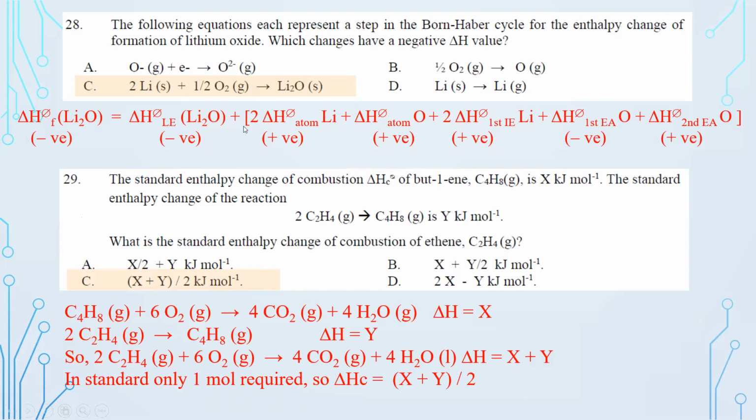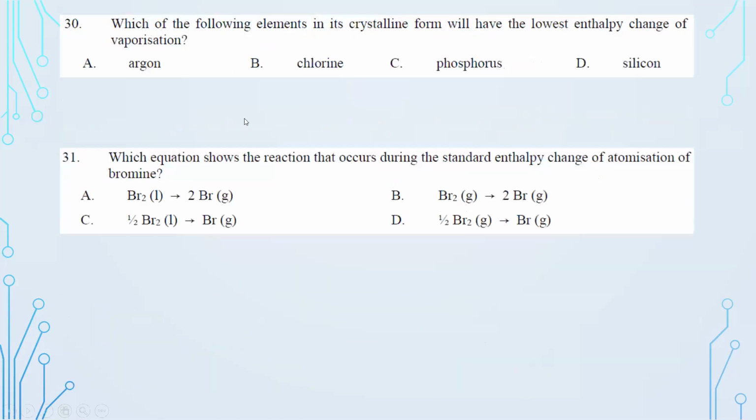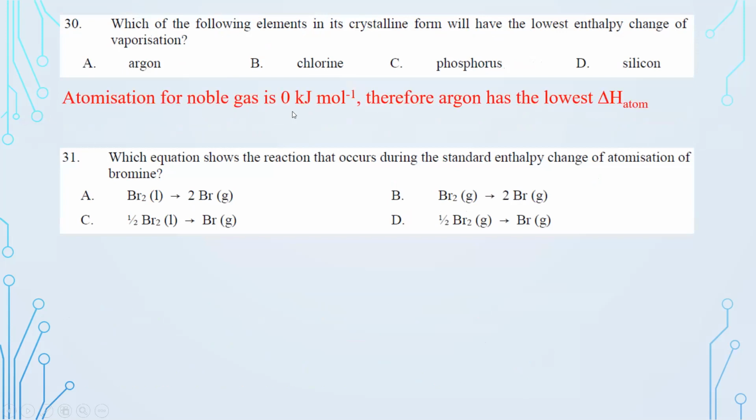Okay, so immediately we move to 30. Which of the following elements has the lowest enthalpy change of vaporization? Vaporization means from liquid to become gas. Among them, this one is very common knowledge. The one which has the lowest enthalpy of vaporization is argon because it's already a gas. Therefore it has the lowest enthalpy change of vaporization.